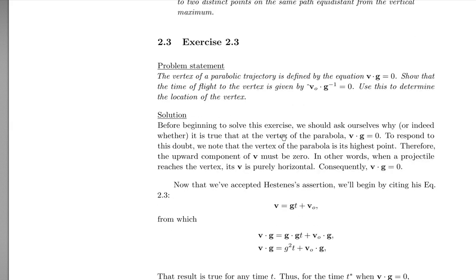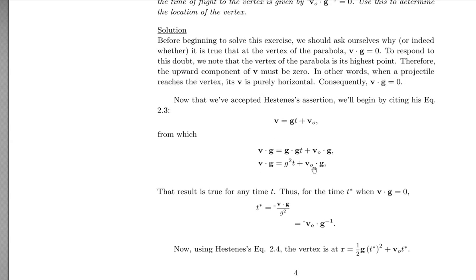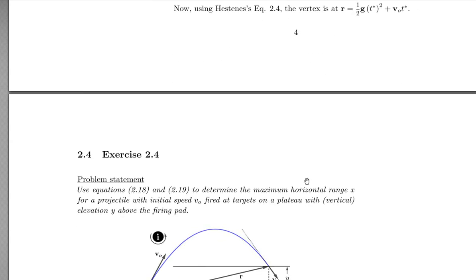Exercise 3 becomes a little bit more interesting, and you can read it here. We're asked to find the location of the vertex, the highest point of a parabolic trajectory, using this equation, where v is the velocity vector at any given time. The inner product of the velocity vector with the gravitational vector is going to be 0 at that high point. So we explore a bit as to why that should be true before actually deriving the equation that Hestenes requests. After that it's nothing all that interesting.